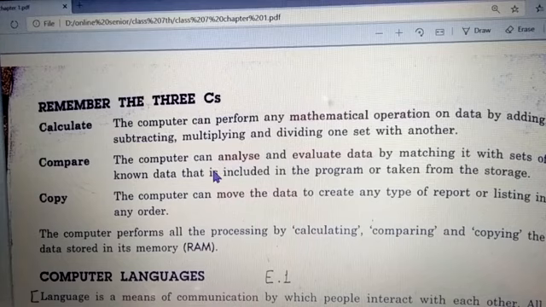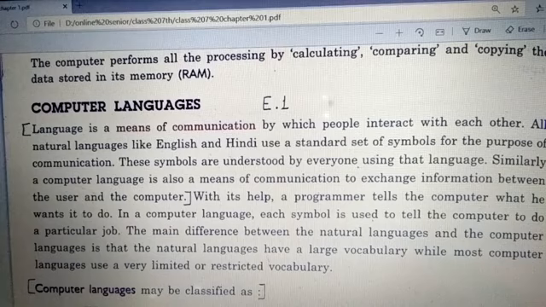Now computer languages, children. Why do we use language? We use language to communicate. Whatever I want to tell you, I am using a method, and that is language, the English language, right? I'm using that method to tell you something, and you can understand it if you have knowledge of it. So language is a means of communication. Whatever I want to tell you, I can pass that message to you with the help of language.